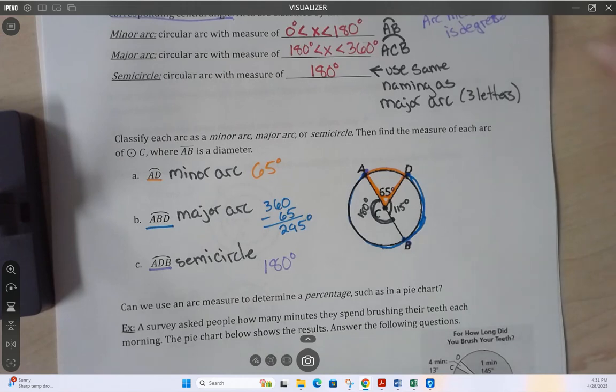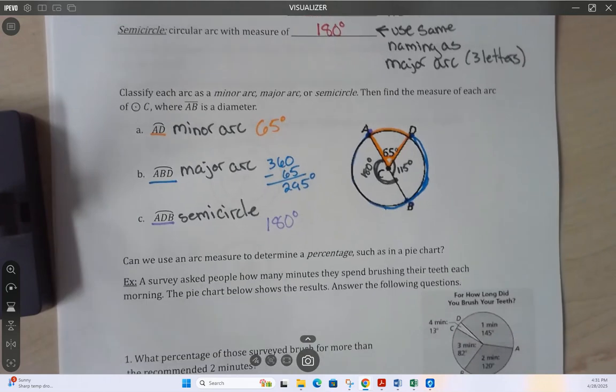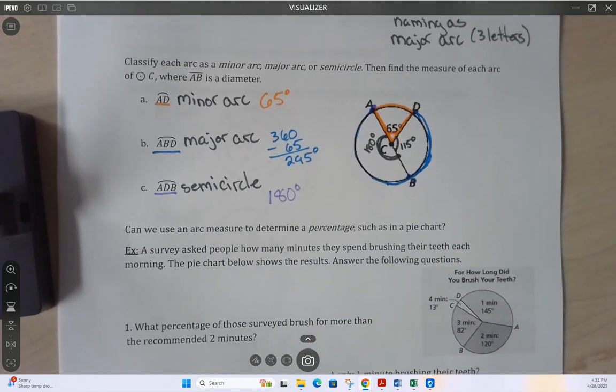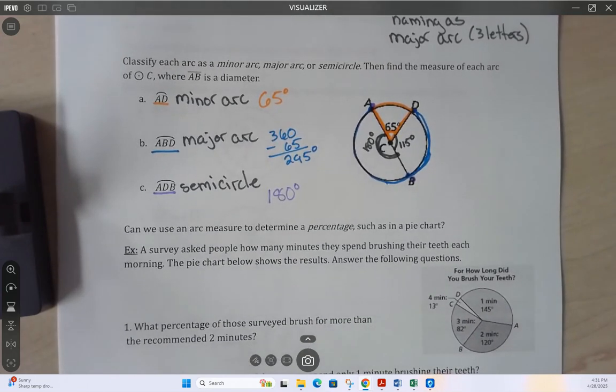Now, why does this matter? Can we make this useful? And yes. Can we use an arc measure to determine a percentage, such as in a pie chart? And absolutely. And if we can use it to find a percentage, then there's a good chance we can actually use it in more applications than that. So here we have a brief example where we have been given arc measures.